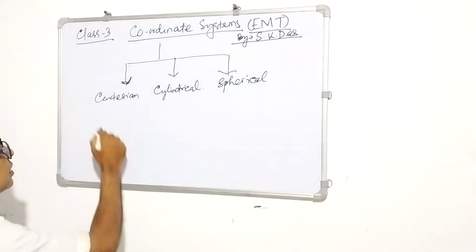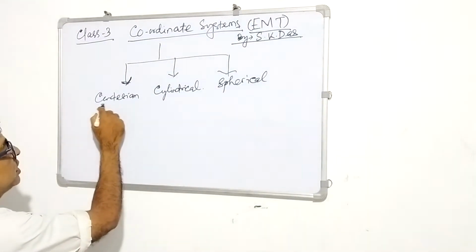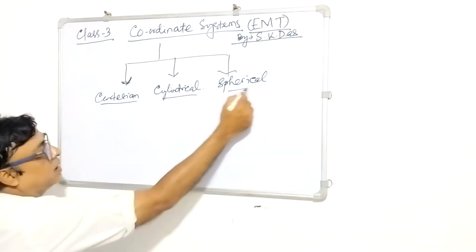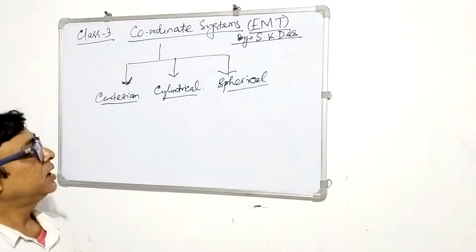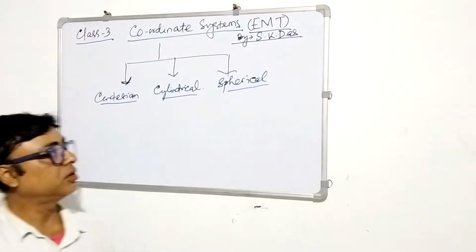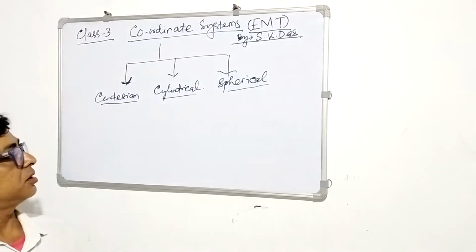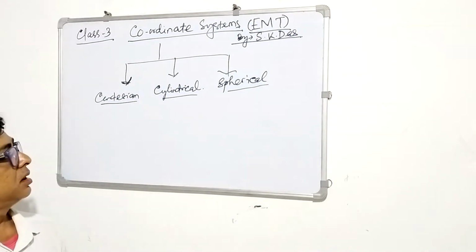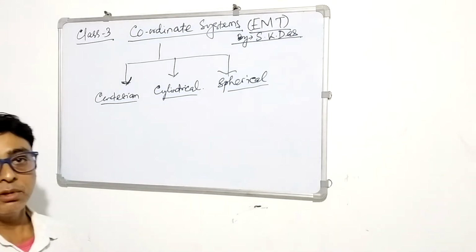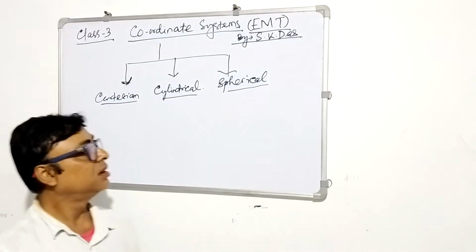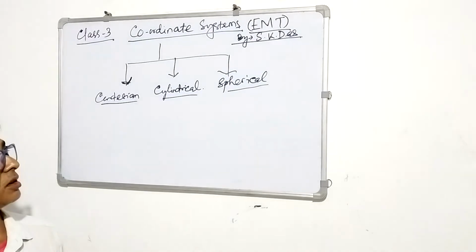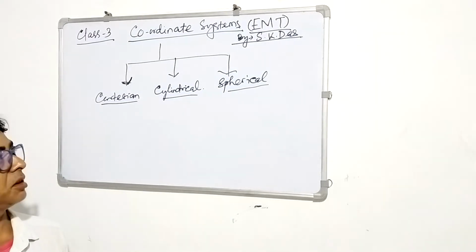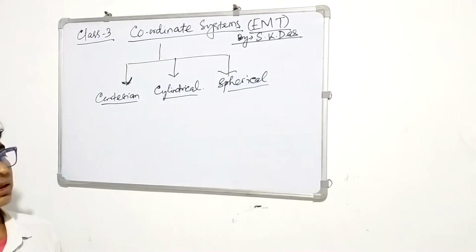These are applicable to different types of problems as you deal with electromagnetic theory. For example, the cylindrical coordinate system is applicable to a wire or a cable. Similarly, the spherical coordinate system can be applied for determining, for example, the capacitance of a spherical capacitor. So these have various applications.